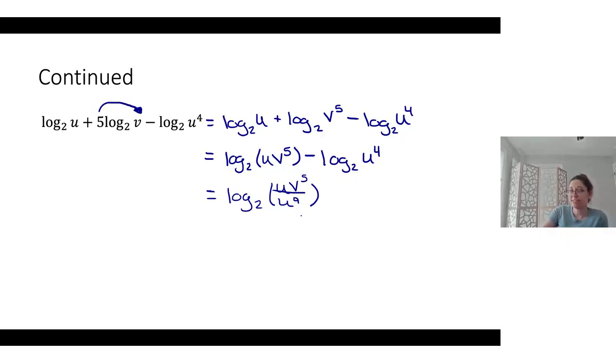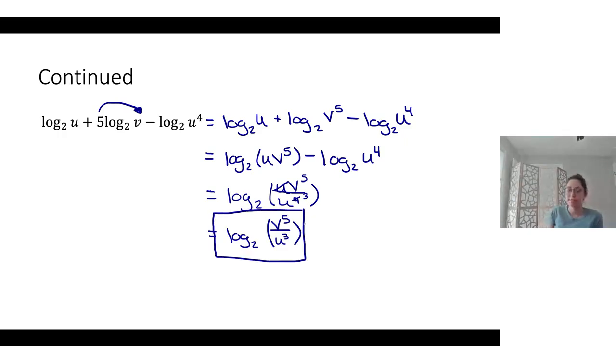So I've condensed it to a single logarithm, but again, I can still reduce here. I have a u and a u to the 4th. So I can reduce one factor of that. The u in the numerator just cancels, and I reduce down to u cubed in the denominator. That would be my final simplified logarithm.